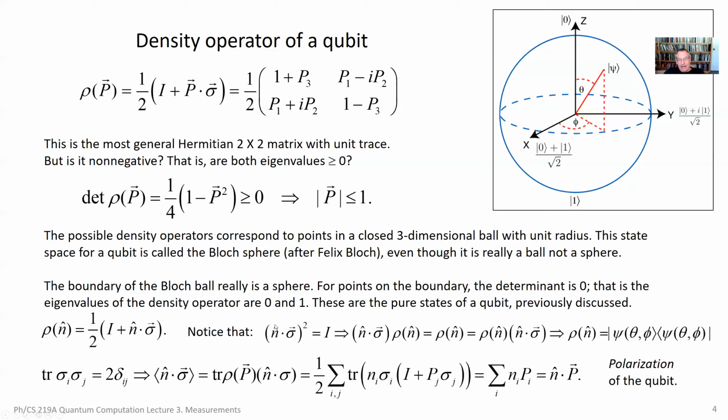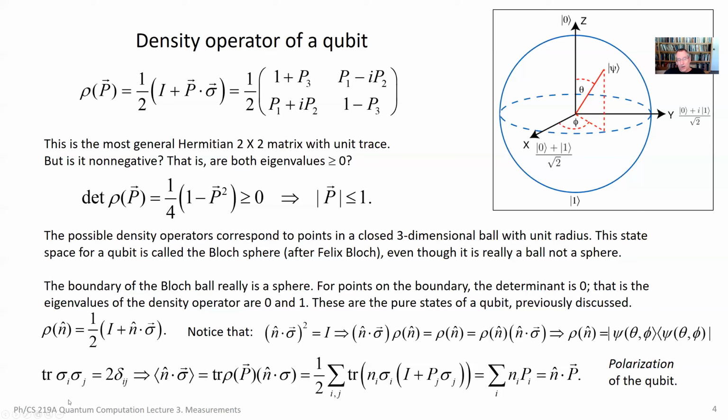Now, since n hat dot sigma squared is equal to 1, we can see the following thing, that if I multiply this density operator rho of n hat on the left by n hat dot sigma, well, then I get n hat dot sigma plus its square here, which is the identity. That, in other words, I just get rho back again. And likewise, if I multiply rho of n hat by n hat dot sigma on the right, I just get rho back again. So in other words, what that means is that rho of n hat is just the pure state of a qubit that we talked about last time. I labeled n hat using polar angles, theta and phi. And remember, the pure states could be written as state vectors of the form that I called psi of theta and phi, and the density operator is just the projection onto that state vector.